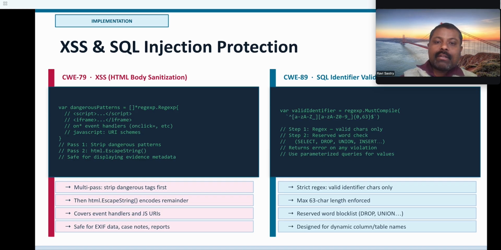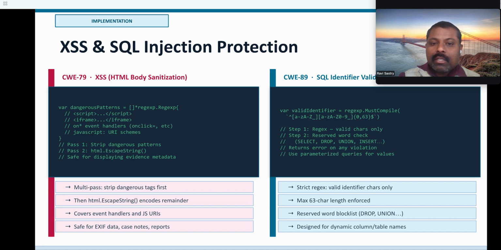For the XSS sanitizer, we use a two-pass approach. The first pass strips dangerous content using compiled regular expressions: script blocks, iframe blocks, on-star event handlers like onclick equals, and javascript colon URI schemes. The second pass applies Go's standard HTML escape string to encode any remaining HTML entities. This is important for forensic web interfaces that display evidence metadata like EXIF data, file system entries, or case notes, any of which could contain attacker-controlled content if the evidence was crafted to exploit the investigator.